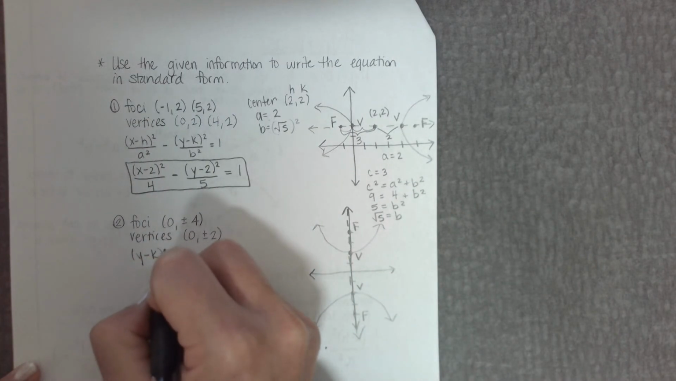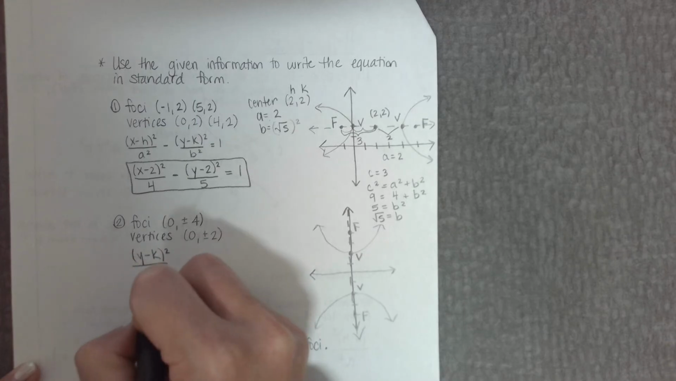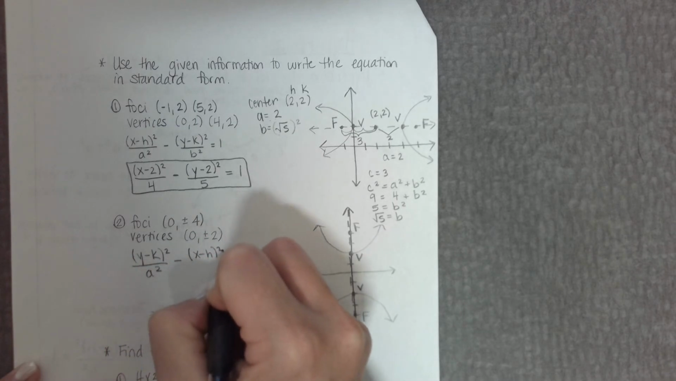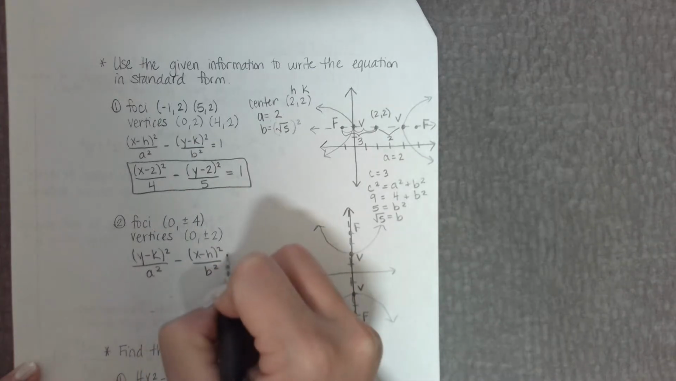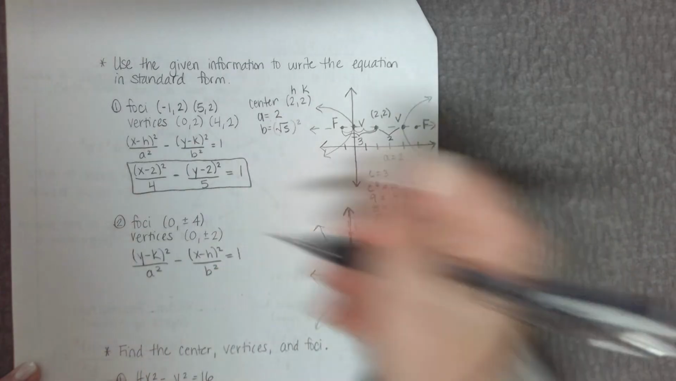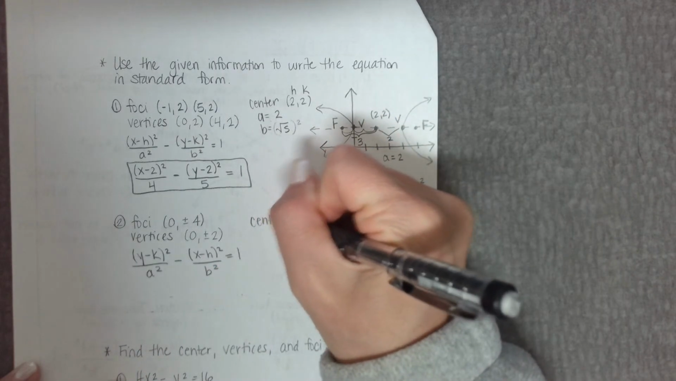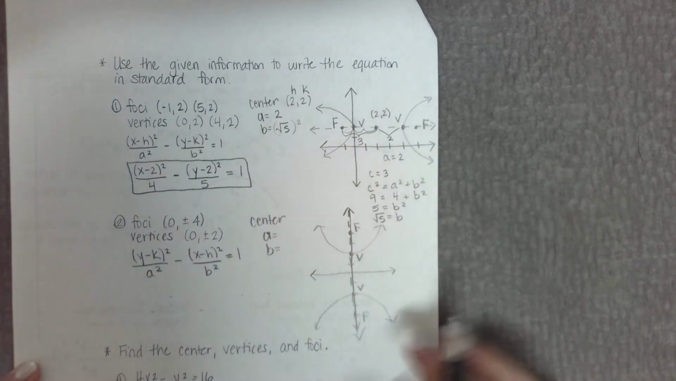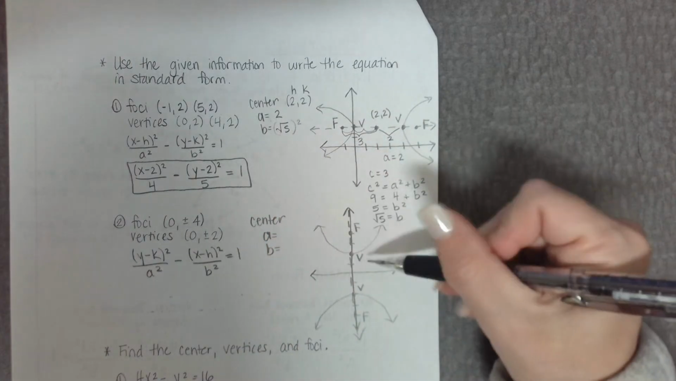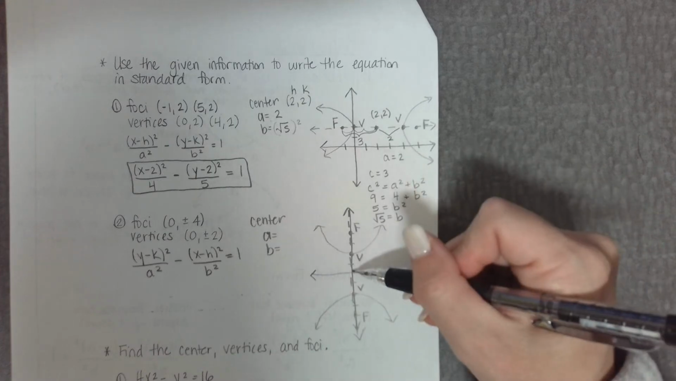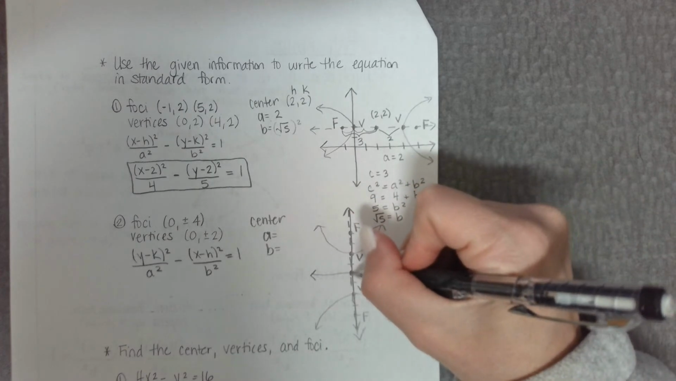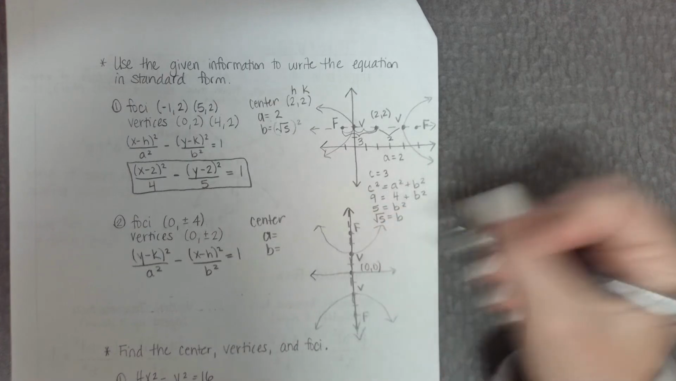All right, so this time the y comes first. It's going to be y minus k squared over a squared. And then it's going to be x minus h squared over b squared equals 1. All right, we need our center, and we need A, and we need B. Okay, so our center, we need to split our vertices in two. We have a vertex up at 2 and down at negative 2, so our center is right here at the origin at 0, 0.